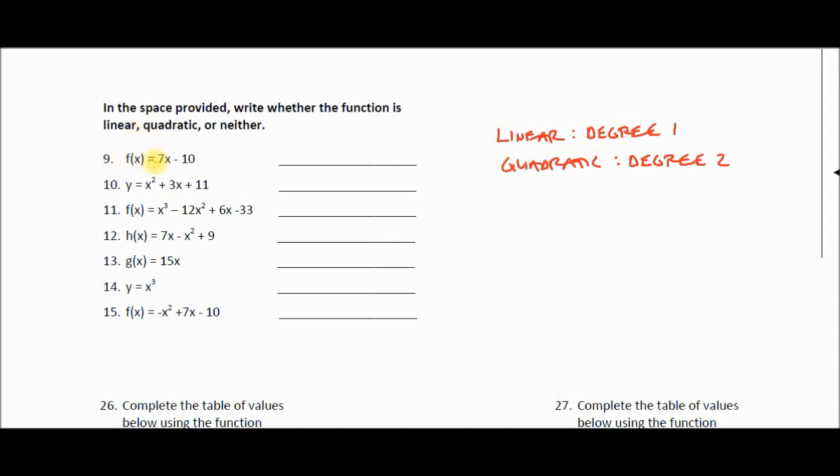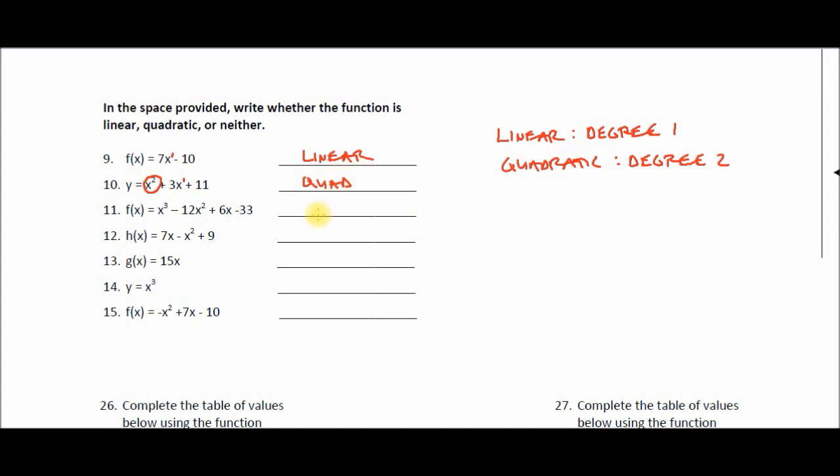The first one, f of x equals 7x minus 10. Class, the x has an exponent of 1, but there's no exponent of 2 or greater. That means this is linear. If you graph it, it will graph as a line. Take a look at number 10, y equals x squared plus 3x plus 11. Now we have an exponent of 1 just like number 9, but we also have an exponent of 2. That changes this. I'll circle this. That says that this is a quadratic. I'm just going to abbreviate that as quad.